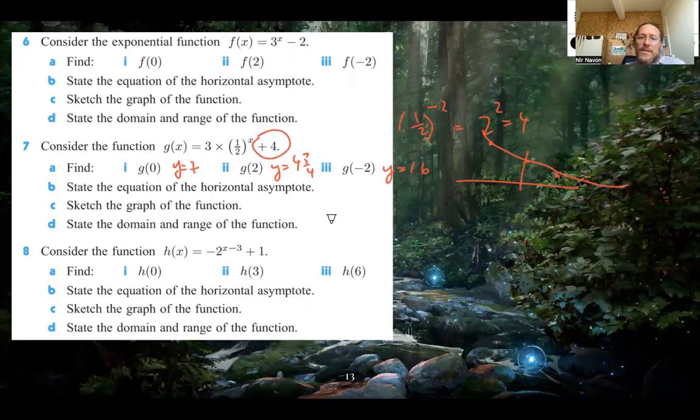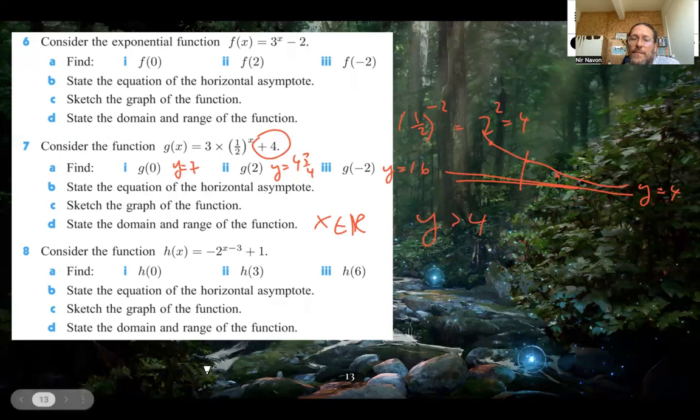State the domain and range. That's what we want to focus on. So here the horizontal asymptote is y equals 4. So domain and range. Who remembers what that means? The domain is all the possible x's. In this case, x can be any real number, but the range, which is all the possible values of y, is above 4 only.